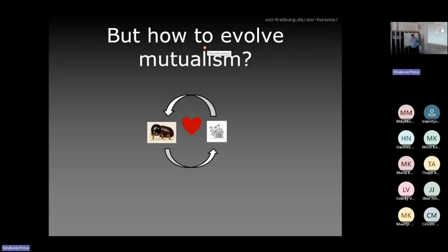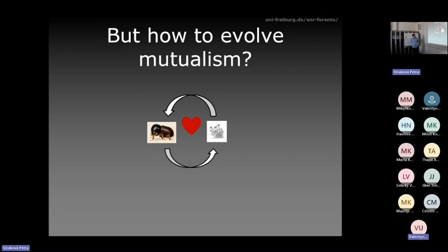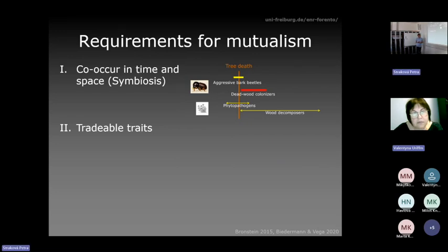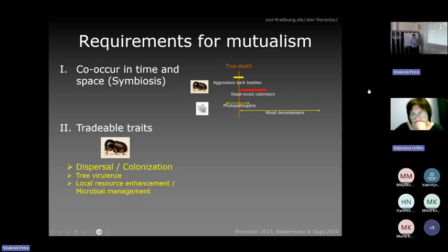And so the question now is, but why are so many bark beetles then in a mutualism with fungi? So how do these mutualisms evolve? So for mutualisms to evolve in general, you need organisms to interact very commonly with each other. So they need to co-occur in time and space. This is already met. I just explained they are co-occurring with fungi in the same substrate. And then the second thing you need for a mutualism to evolve is tradable traits.